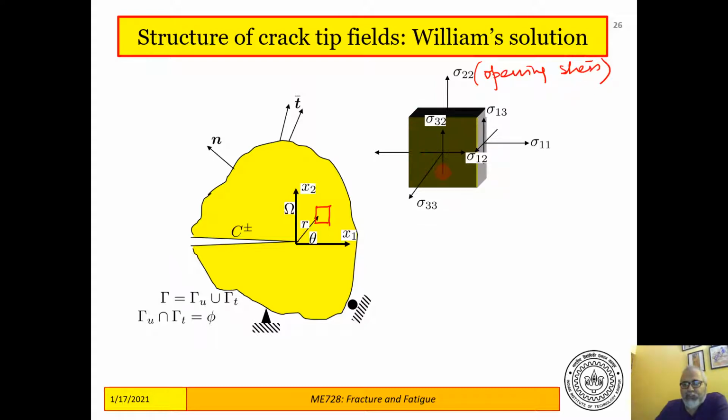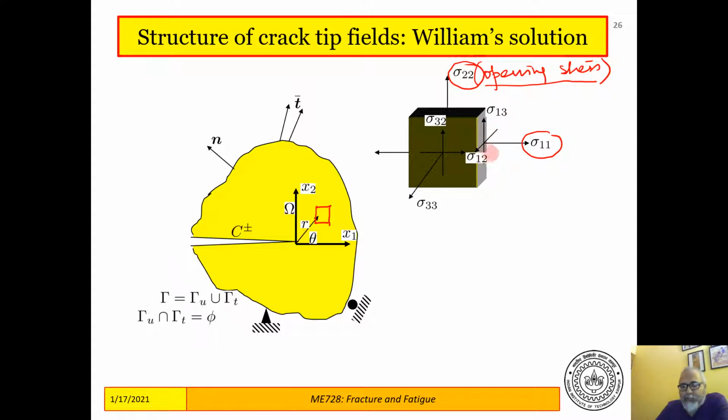Sigma 22 is what is known as an opening stress. Sigma 11 is a stress along the crack line. So remember one thing carefully, that the x1, x2 axis that I have taken is aligned with the crack. X1 is along the crack line, X2 is perpendicular to the crack line. So the orientation of the X1, X2 axis is determined by the orientation of the crack. So X1 axis will always be along the crack line. So sigma 11 is the stress along the crack line, sigma 22 is the stress perpendicular to the crack line, and the stress perpendicular to the crack line is called the opening stress.